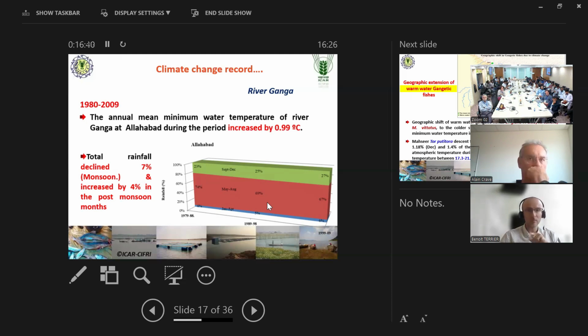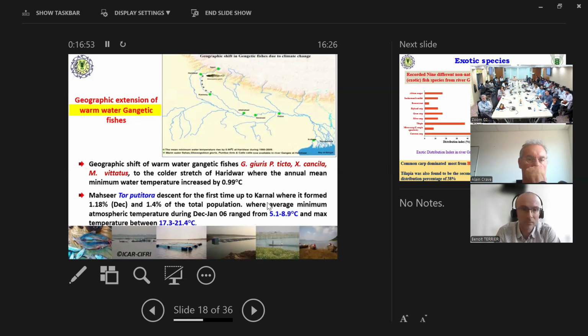So when there is a disbalance in the rainfall pattern and also the temperature, the breeding biology or the spawning process of the fish changes. So the entire population. And this is a very interesting part from the climate change perspective. Look at a few species which are migrating upstream because of climate change. Geographical shift of warm water Gangetic fishes like Puntius ticto and Gullias to the colder stretches, means those present where Kanpur is now are slightly moving upstream because of the temperature change.